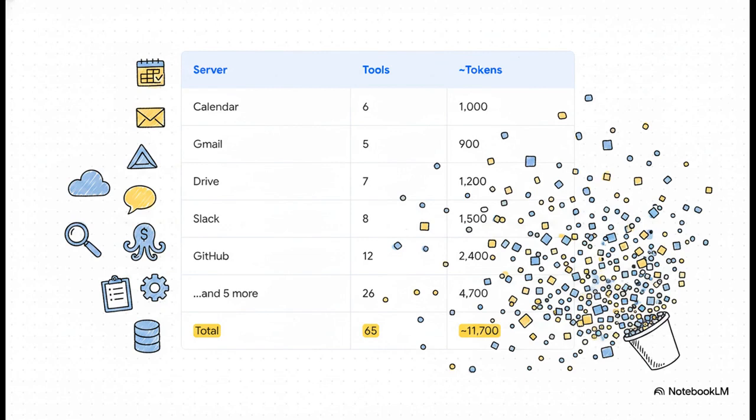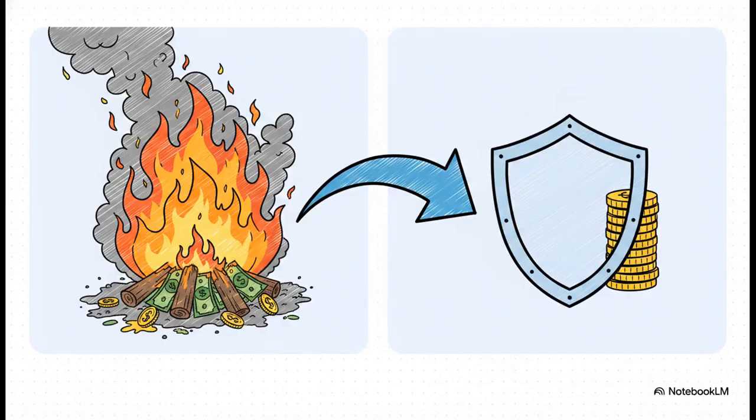It's all about multiplication. You start by adding a calendar server. Okay, then Gmail. Then you add Drive, Slack, GitHub. And each one comes with its own whole set of tools. Suddenly, your agent is packing 65 different functions. And before you know it, you're stuffing over 11,000 tokens of just tool descriptions into the context window for every conversation. Which brings us right back to that brutal math.